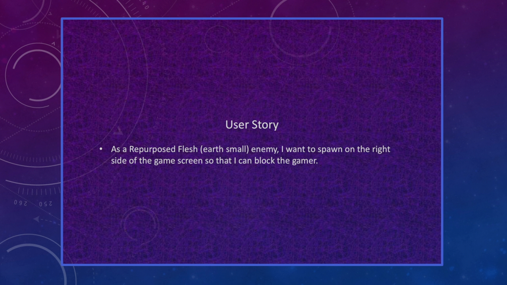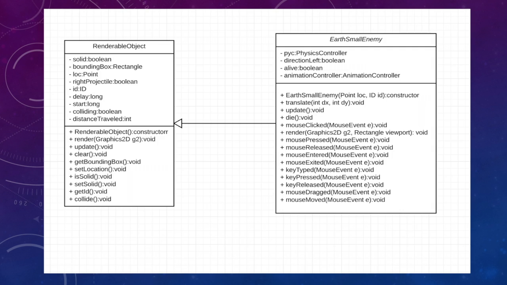Now, for my next user story, I have as a repurposed flesh small earth enemy, I want to spawn on the right side of the game screen so that I can block the gamer. And as a repurposed flesh small earth enemy, I want to walk towards the left side of the screen so that I can run into the gamer. And as a repurposed flesh small earth enemy, I want to hit the gamer so that I can kill the gamer. Now, this is how it was accomplished.